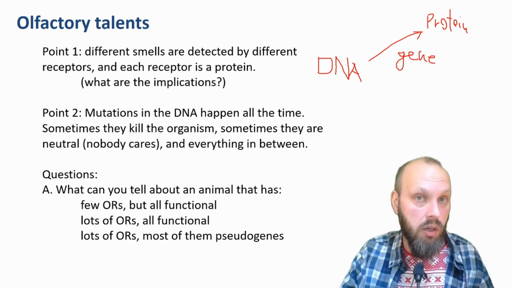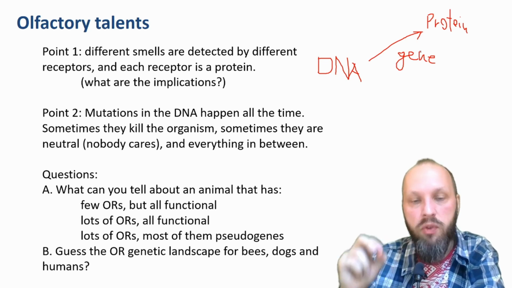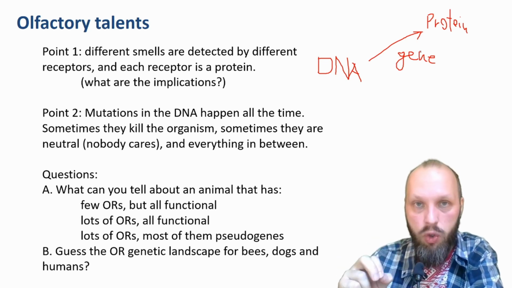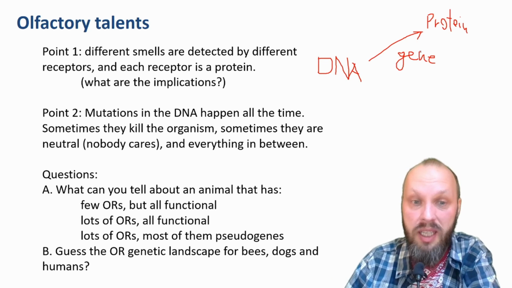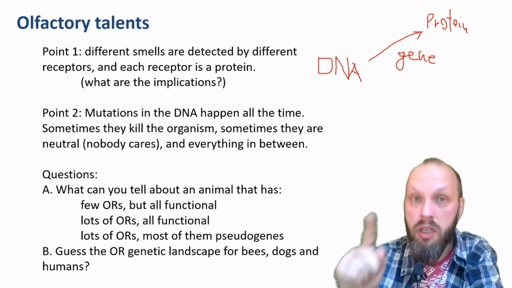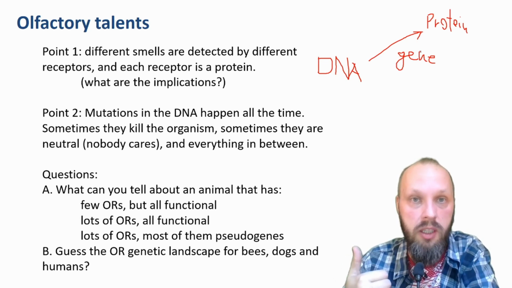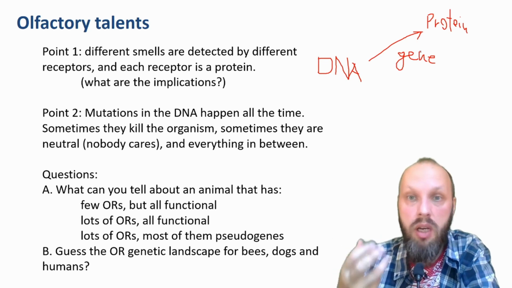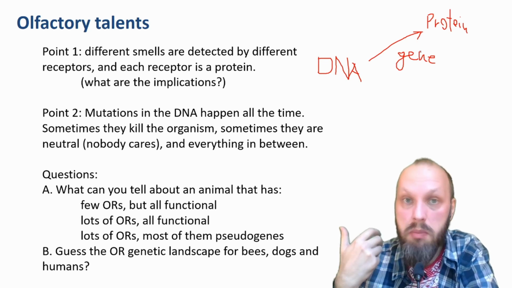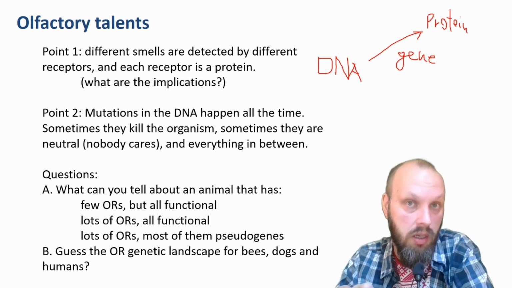And once you think about it, the follow-up question: if you guess the genetic landscape for bees, dogs, and humans, one of them belongs to one category, another to a second category, and the third to the third, but which one is which? Try to figure it out. Think of that. Pause the video. That's a tough question, so you may want to think about it a little bit longer. Think about evolution. Think about the history of evolution. Think about what it means to have lots of functional receptors and what it means to have lots of broken ones. Then continue the video and compare your answer to mine.